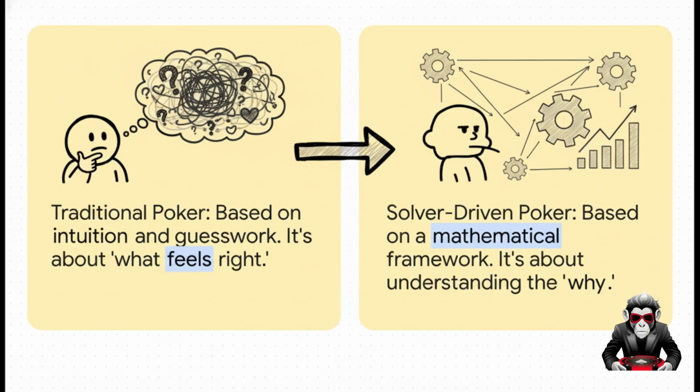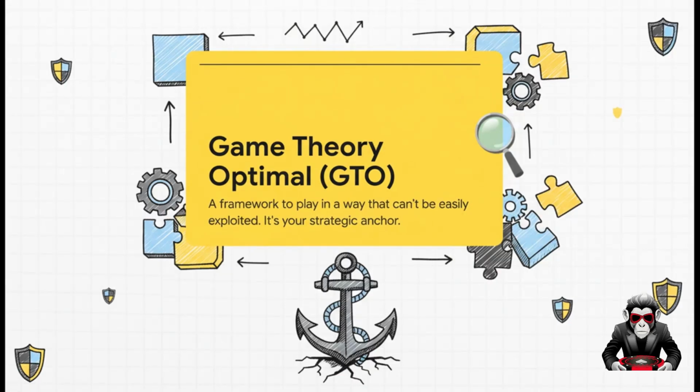And this whole thing is built on one core concept. And that concept is GTO, or Game Theory Optimal. And please, don't let the name scare you. It's not some crazy magic formula. Just think of it as a framework, okay? It's a baseline strategy that makes you really tough to play against. It is your strategic anchor, the solid foundation you build everything else on.